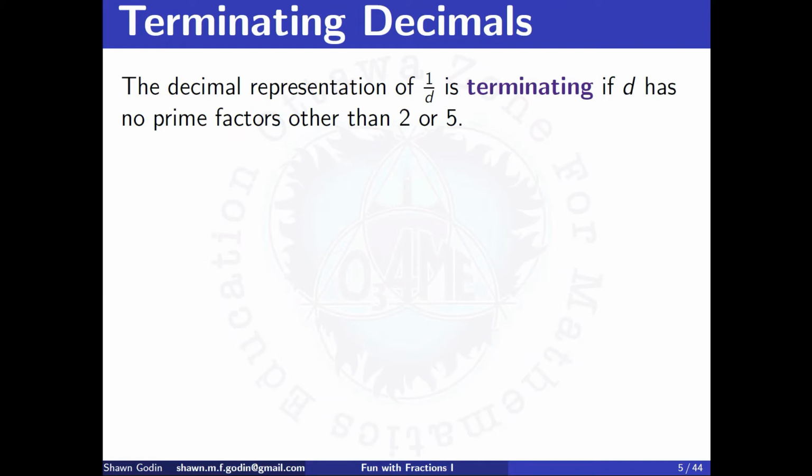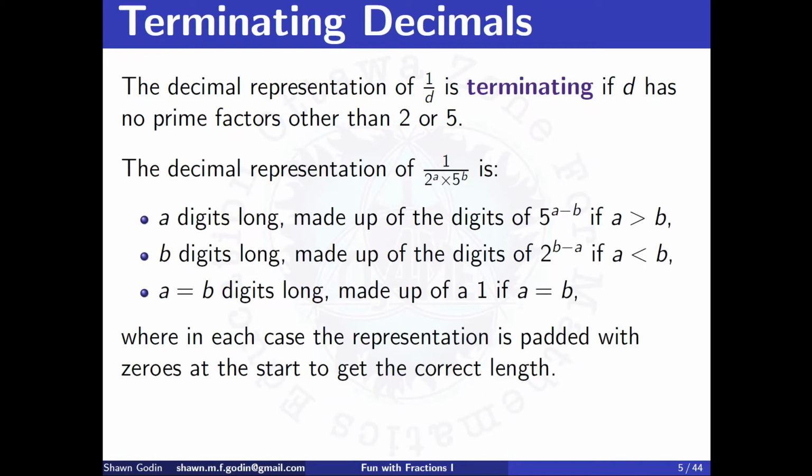We saw that if we have a unit fraction and its decimal is terminating, then the denominator has to have only 2 or 5 as its prime factors. Not only that, if we have the prime factorization of the denominator, we could tell how long that representation is going to be, how many digits are going to make up it, as well as what the digits actually are. And the digits will be related to powers of 2 and 5.